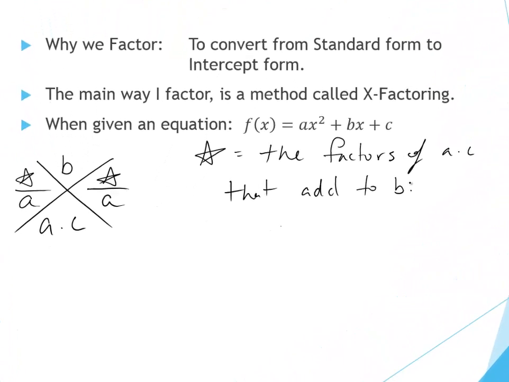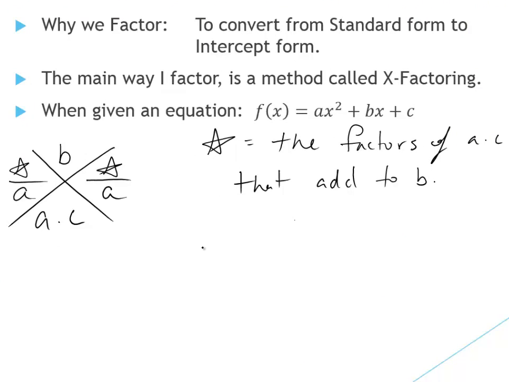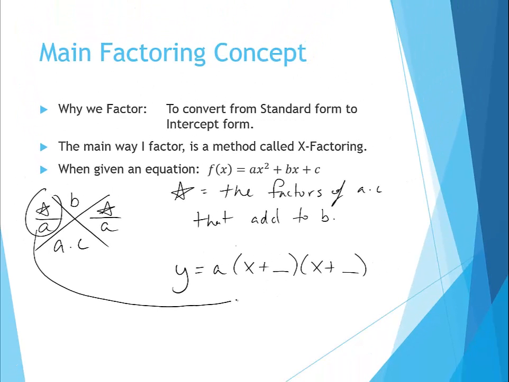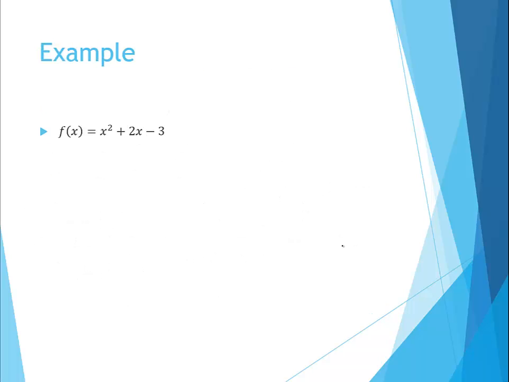Once you get those fractions, you're going to make your equation, which is going to be y equals A times (x plus blank) times (x plus blank). In your blanks are going to be your fractions. And that, ladies and gentlemen, will get you your equation, your intercept form. Okay, next, let's get into some examples.